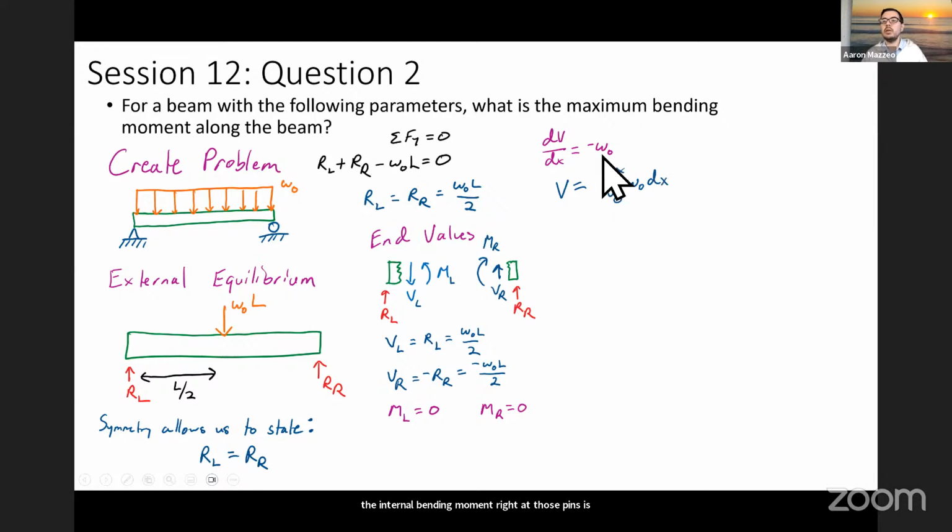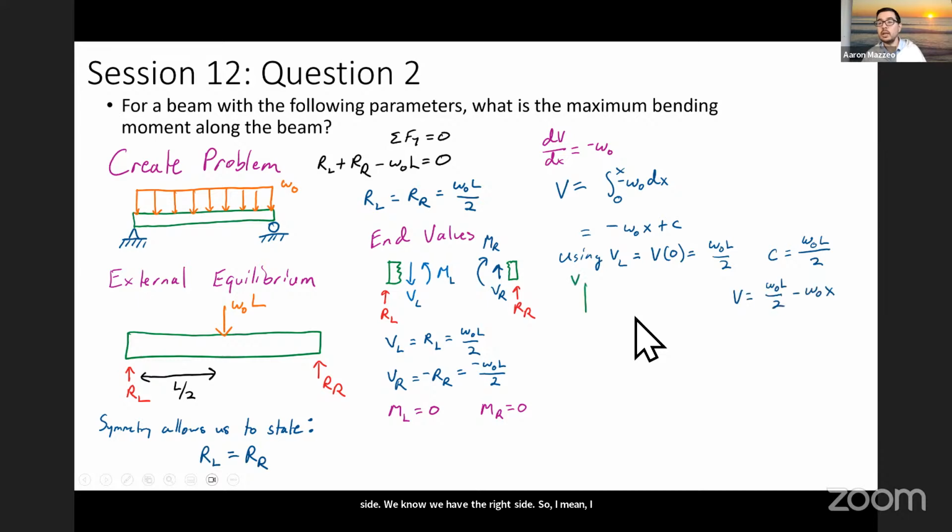We can take our minus W naught that we have here and integrate it. We note that since this is a constant, once again, this is going to be some type of line. And we already know what we have at the left side, and we know what we have at the right side. So I don't have to do all this math.